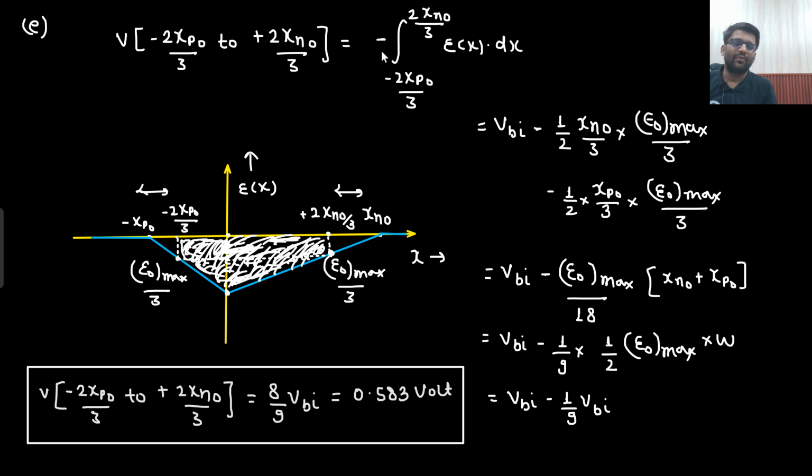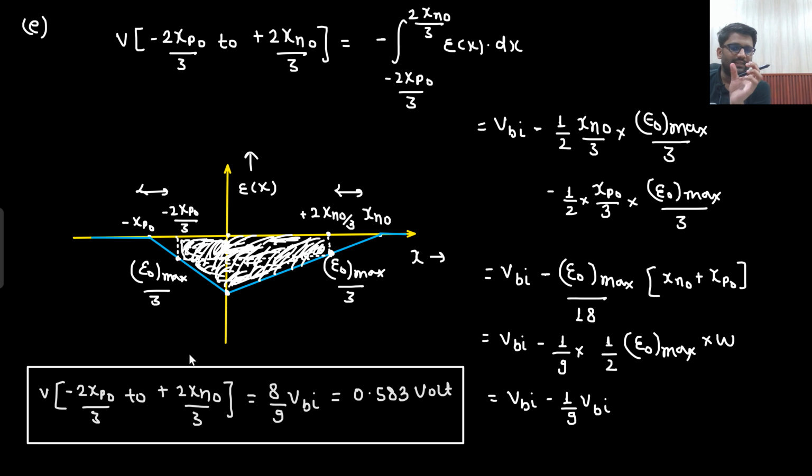And then I need to care about this particular potential. So I know that complete area would represent V built-in. But what area would I require? I would require between minus 2xp naught by 3 to 2xn naught by 3. That means this much area I require. That means total area minus this area would do the job.